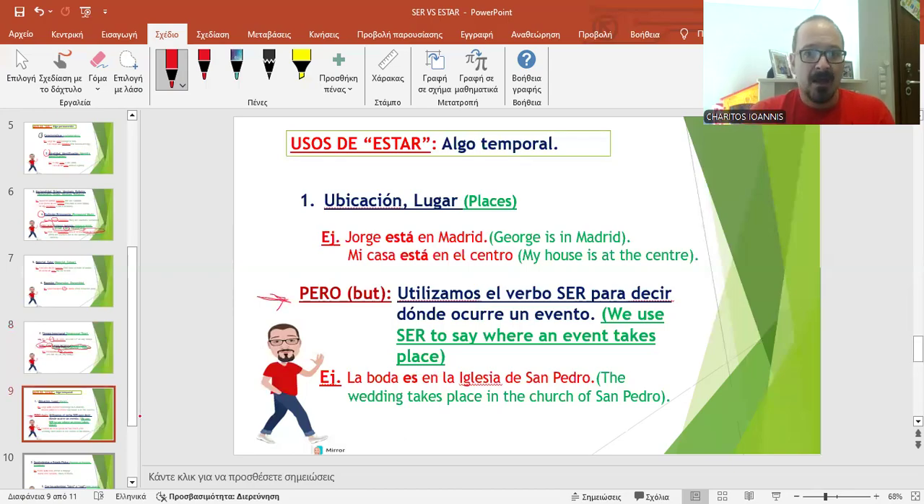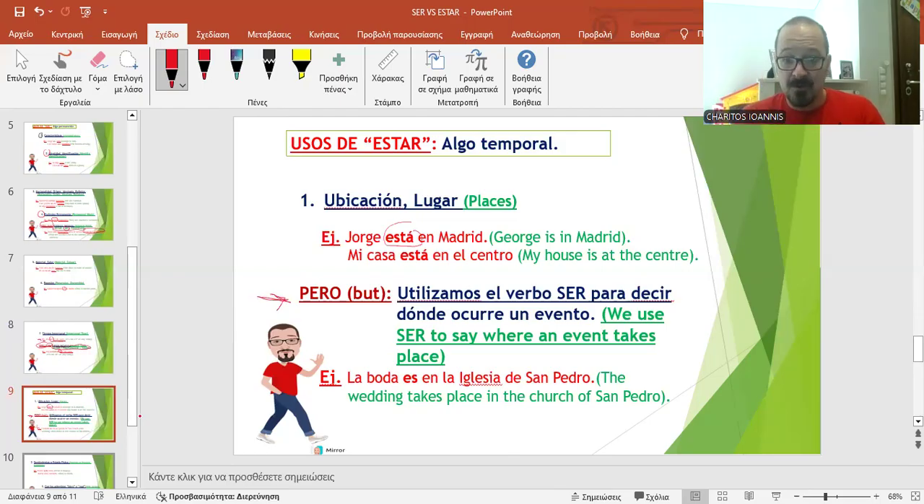Let's see. Ubicación, lugar, places. Entonces, when I want to say where a person or an object is, practically something or somebody that I can touch, I use estar. Jorge, que es una persona, who is a person, está en Madrid. George is in Madrid. Mi casa, que es un objeto, that's an object, again, I can touch, está en el centro. My house is at the center.